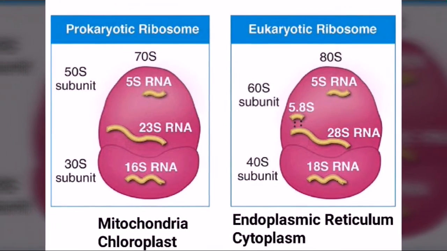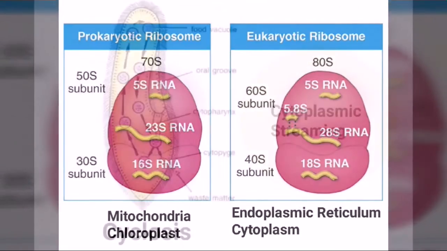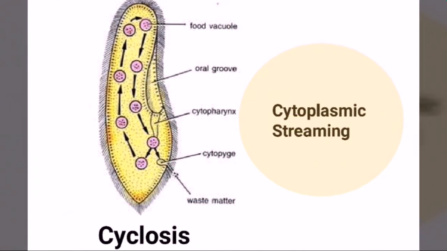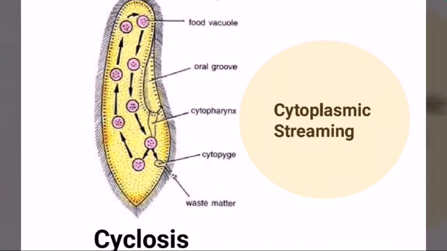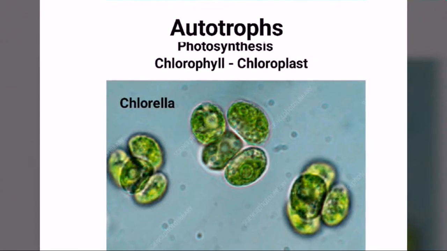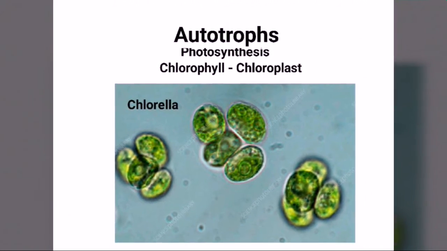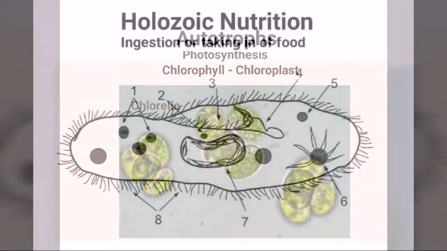70S ribosomes are present in mitochondria and chloroplast, whereas 80S ribosomes are in the cytoplasm. Cyclosis is seen in cells. Cytoplasmic streaming. Some are autotrophs, that means they show photosynthesis with chlorophyll.